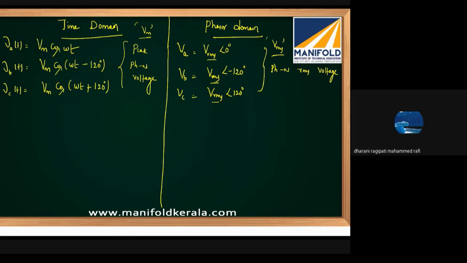Okay. Now, what would be the currents? IA of t would be Im cos of omega t minus phi. Why? Because we are assuming our loads are RL loads. So how do you write it in the phasor domain? IRMS at an angle minus phi.